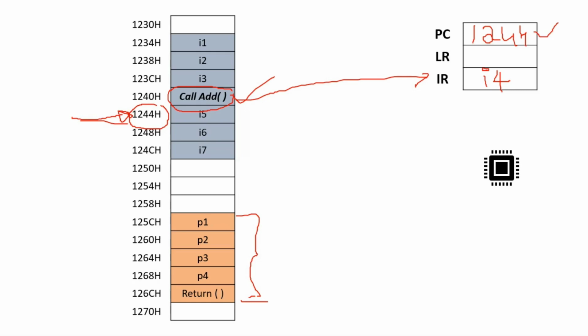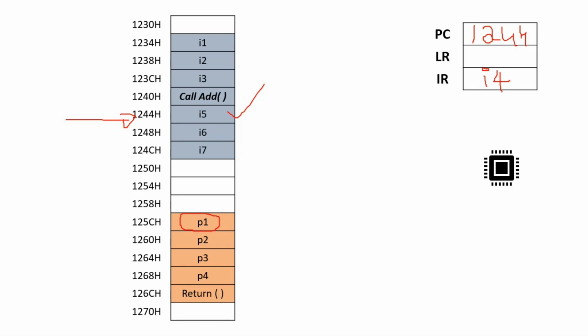But when the call add instruction, that is the I4 instruction, actually gets executed, the processor comes to know that the next instruction to be executed is not I5. So the processor comes to know that it is a function call. The next instruction that has to be executed should be the P1 instruction. So what does the processor have to do?